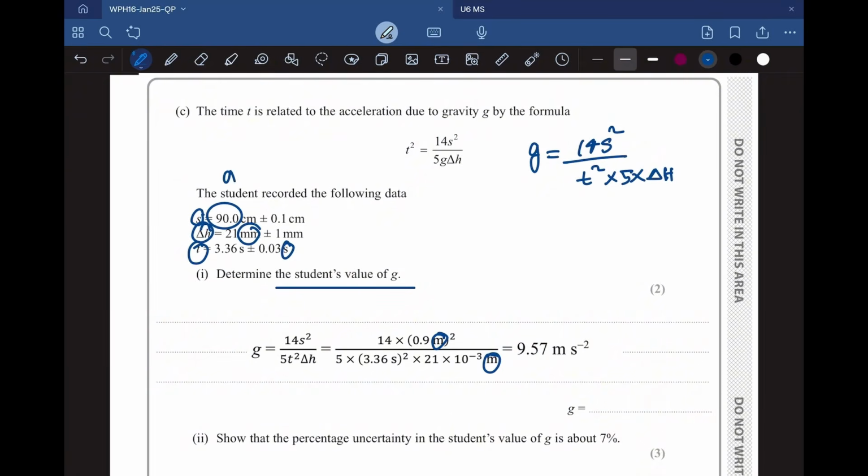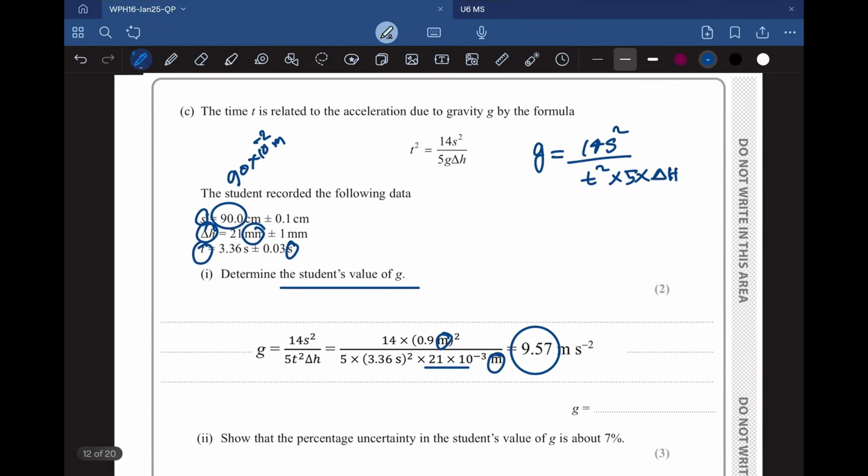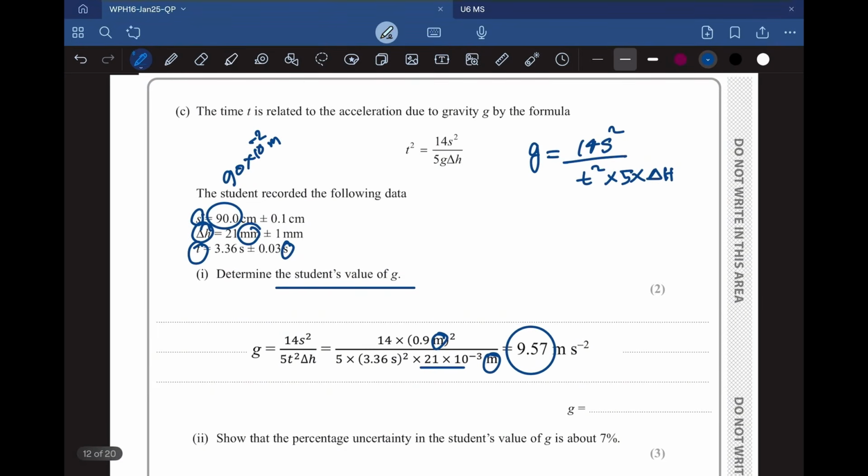So 90 centimeter means 90 into 10 to the power minus 2 meter. 21 millimeter means 21 into 10 to the power minus 3 meter, because in order to convert millimeter into meter, you will have to divide it by 1000. This will give us a value of 9.57 meter per second squared. You can give your answer either in 2 significant figure or 3 significant figure. That is not an issue.